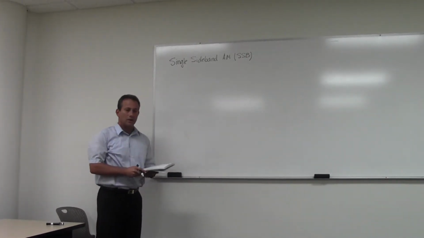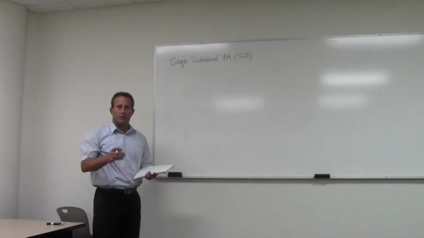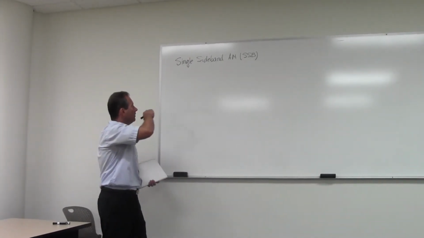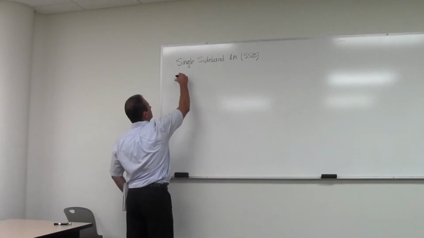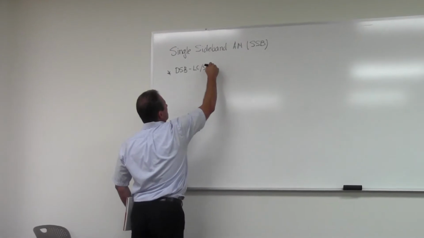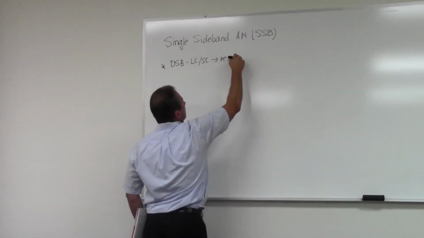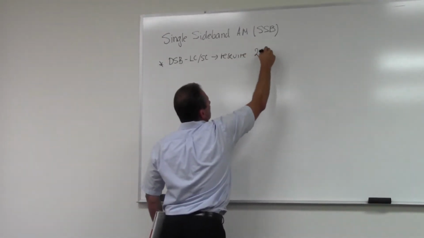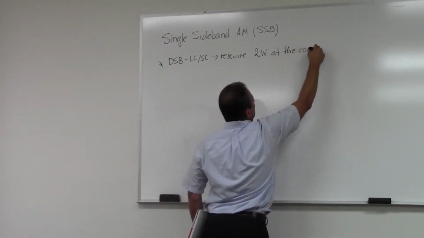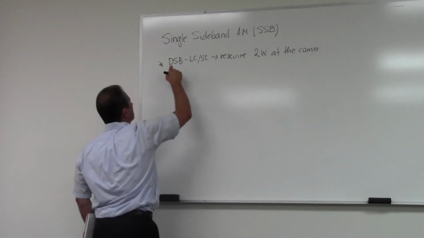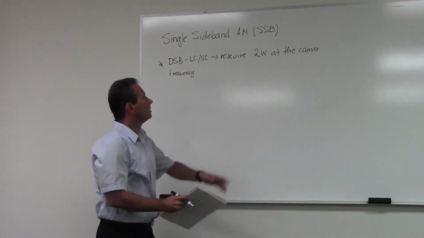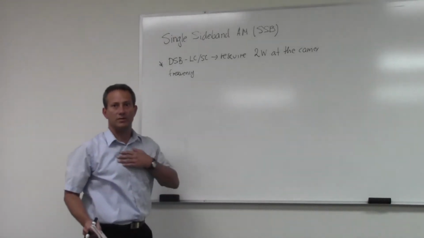So far we covered double sideband modulations, double sideband with large carrier and suppressed carrier. And what we've seen, all the double sideband modulation, either a large carrier or suppressed carrier, require 2 times W at the carrier frequency for the transmission of the signal. Here, W is the baseband bandwidth of the signal itself.